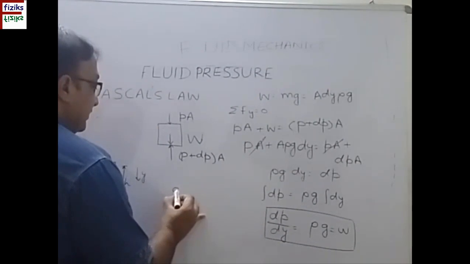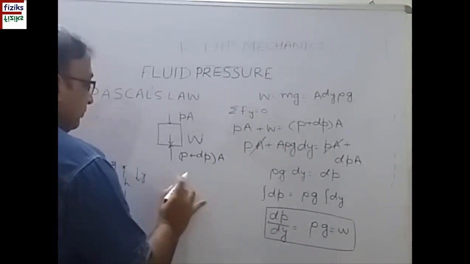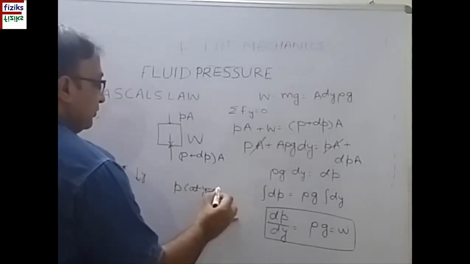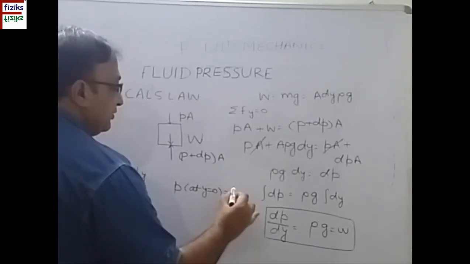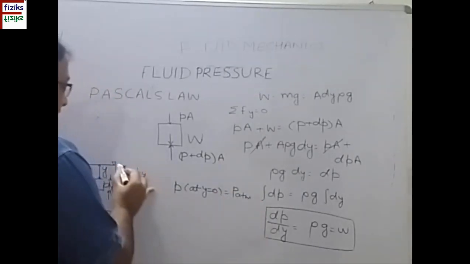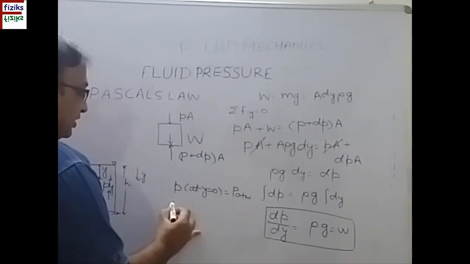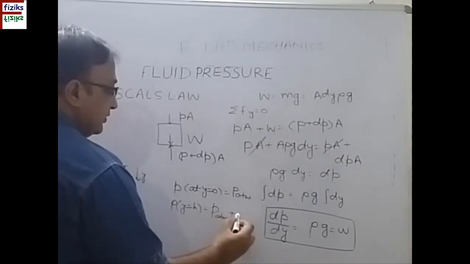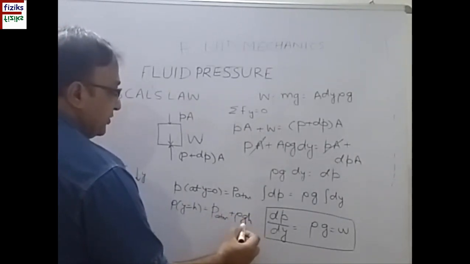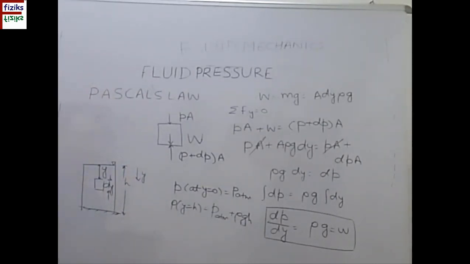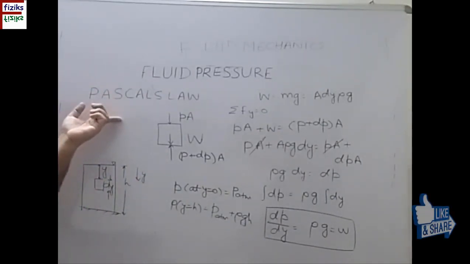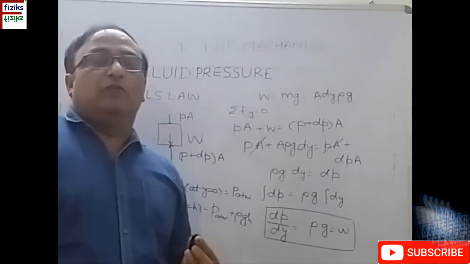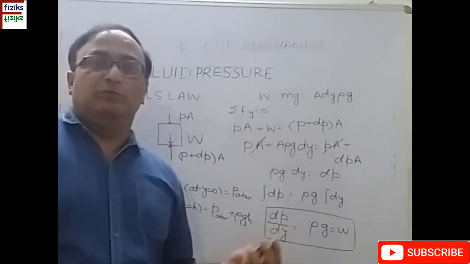So at the free surface I can write the pressure at Y equal to 0 equal to atmospheric pressure, and at the depth, pressure at Y equal to H is atmospheric pressure plus rho G into H. So this is how we measure the pressure with the help of Pascal's law. And now after this we will be discussing what are the different devices like manometers to measure the pressure.